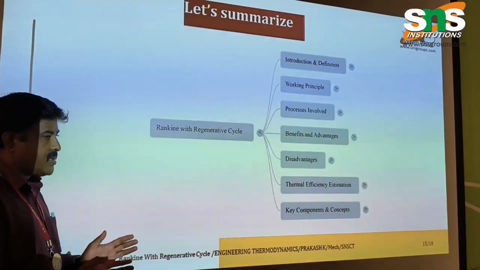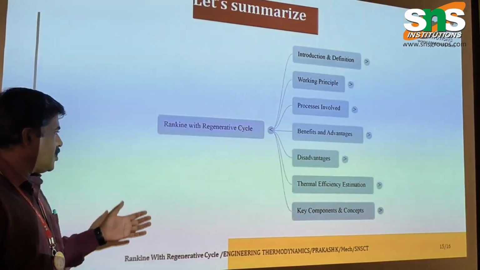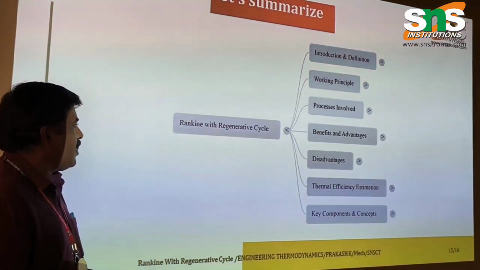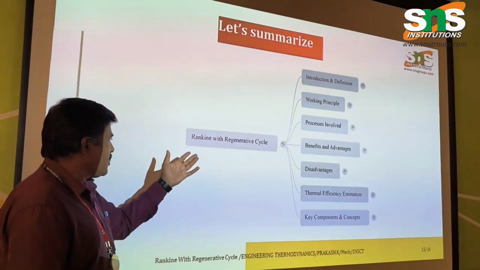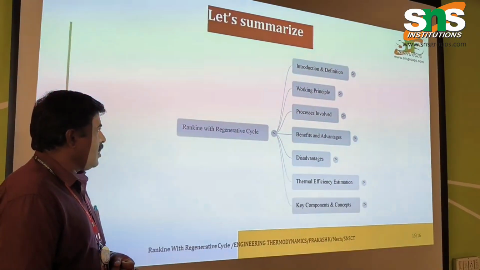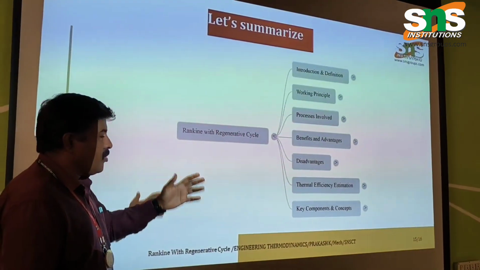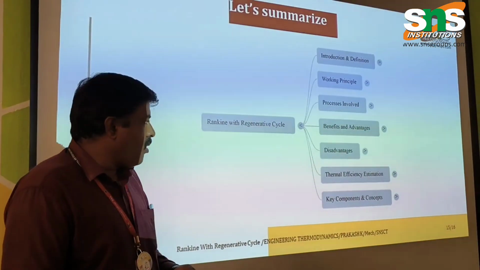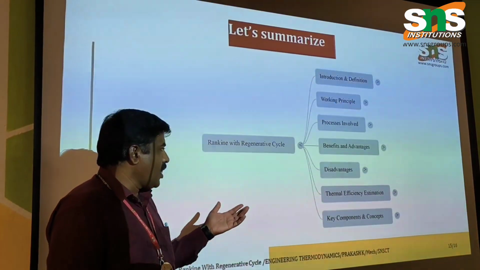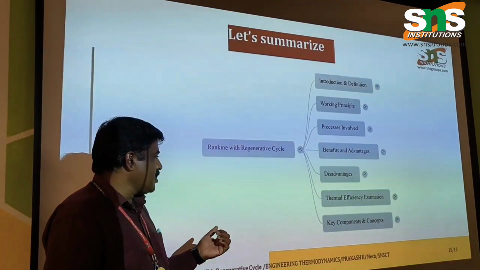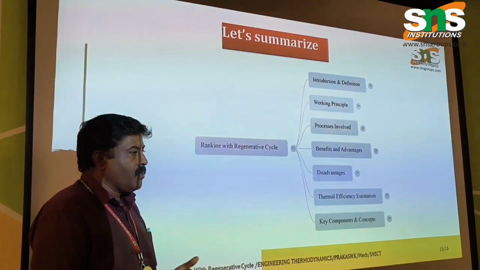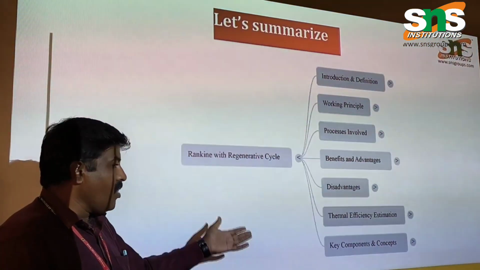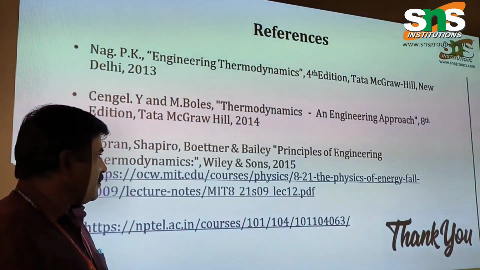Now let us summarize. In the Rankine cycle, we have discussed the introduction of the Rankine cycle, and the Rankine regenerative cycle, the working principle, the processes involved, benefits, advantages, disadvantages, and how we calculate the thermal efficiency with the help of enthalpy, and then all the components and the concepts.